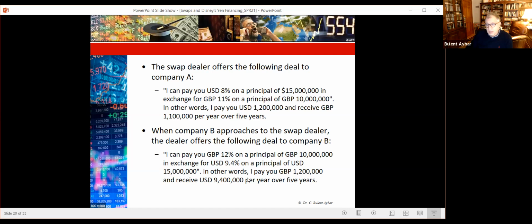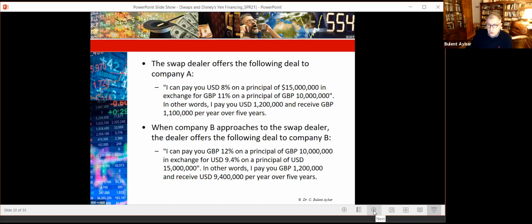So the deal is that the payment company B is going to receive from the swap dealer is 1.2 million British pounds, which is essentially going to cover its pound borrowing cost, and the company will pay 9.4% to the swap dealer over a 5-year period, and will incur essentially a 9.4% cost in the deal.